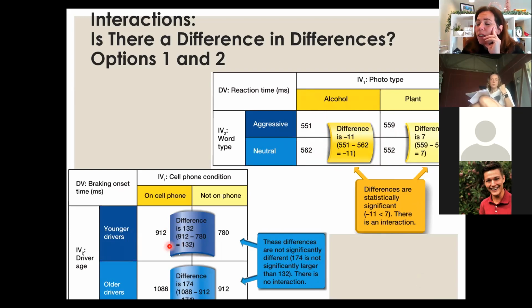Right over here, if we look at the difference on this side, 912 minus 780 is 132. 1086 minus 912 is 174. These differences are not significantly different. In fact, they're going in the same direction. Do you guys remember the graph that went with it? That shows it's not an interaction effect, whereas this one is. Yeah, does that make sense? Okay.